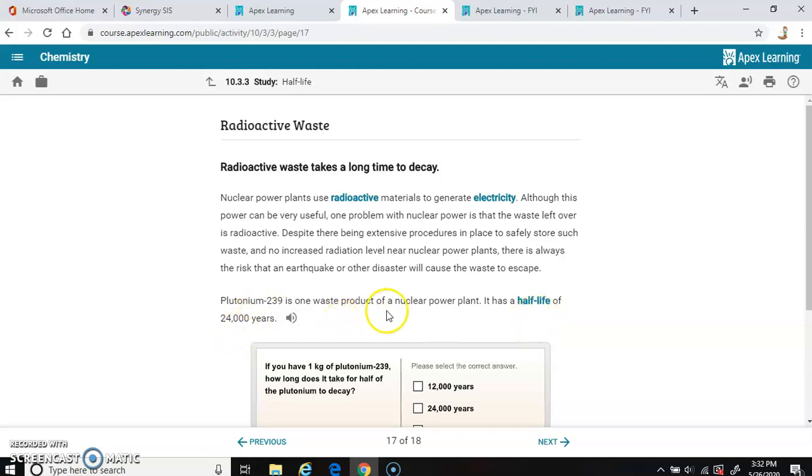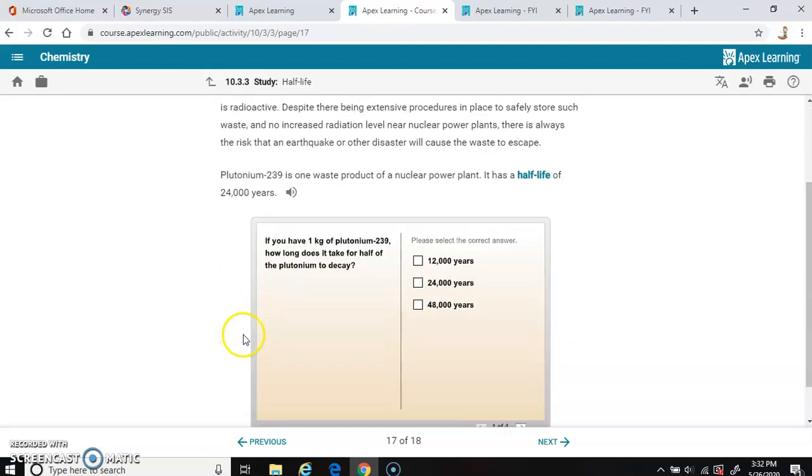Anyway, plutonium is one waste product of it. It has a half-life of about 24,000 years. We have not lived 24,000 years to see the effects of this nuclear waste. But anyway, if you have 1 kilogram of plutonium, how long does it take for half of the plutonium to decay? Well, the half-life is 24,000 years.